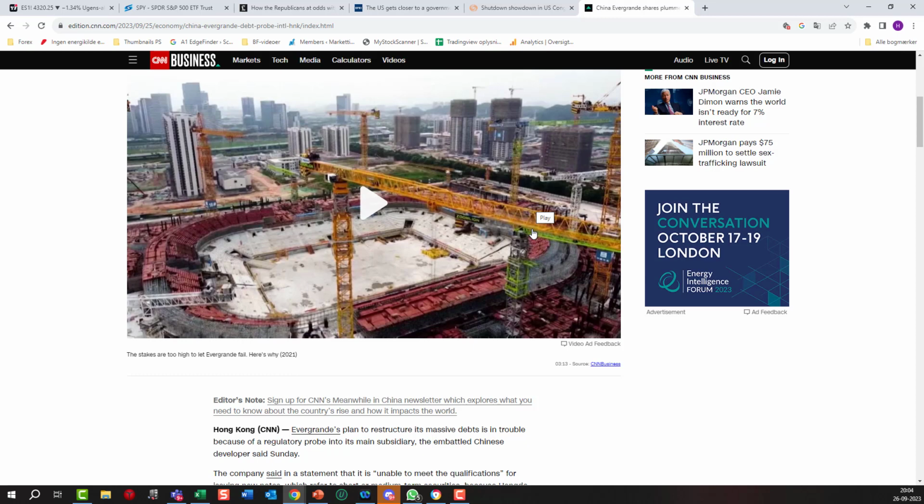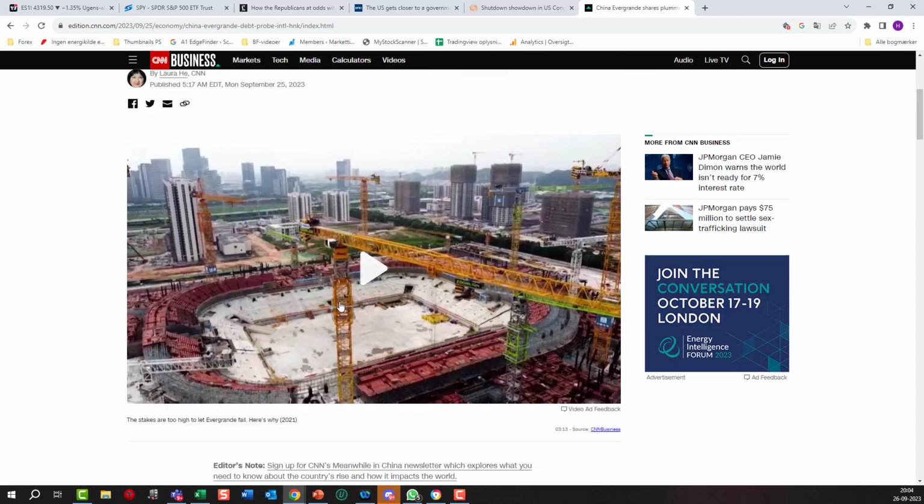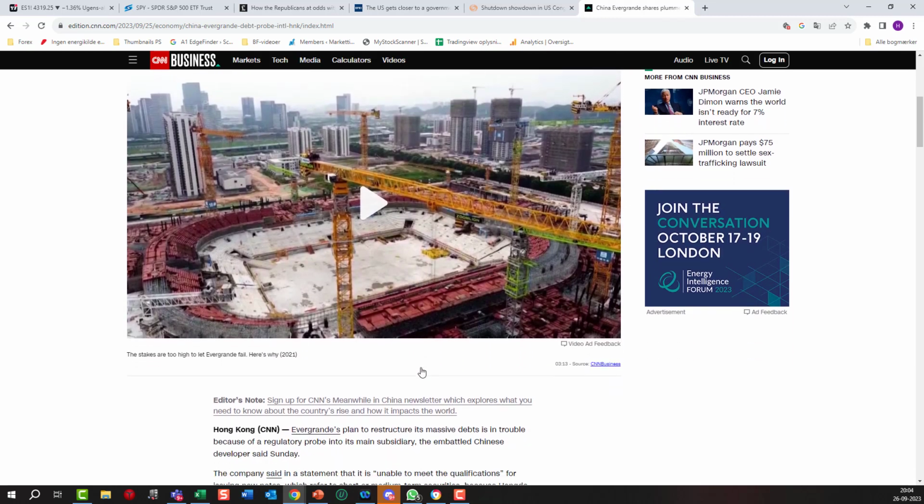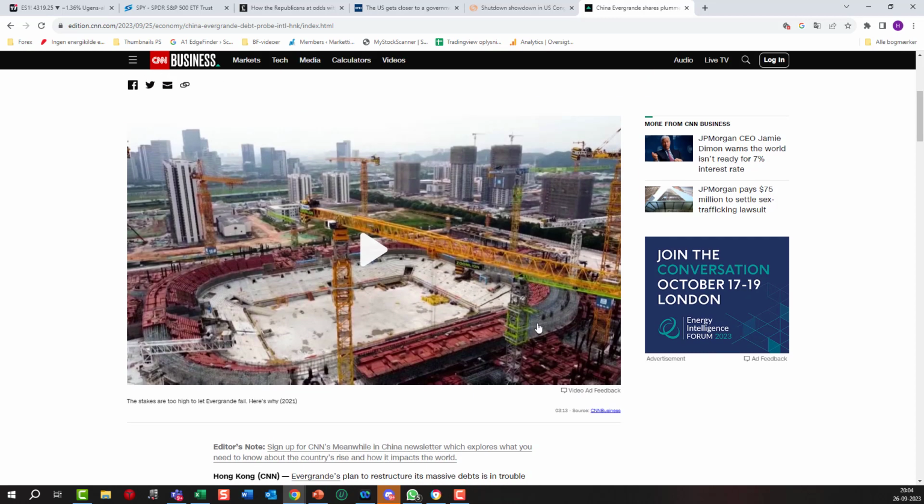Then, of course, there are the implications that Evergrande has borrowed money from all over the world. So there are a lot of banks all around the world, big financial institutions, that are set to lose billions if this really collapses.